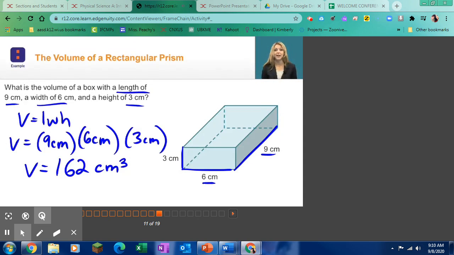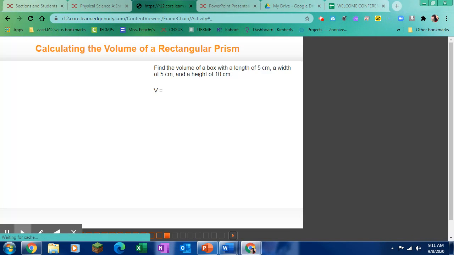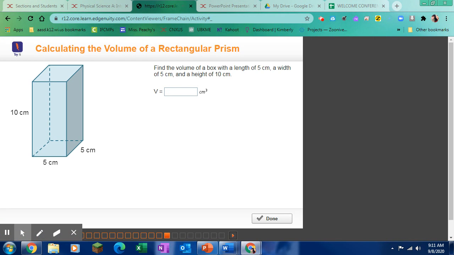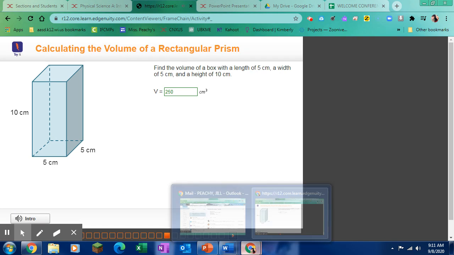Next, you can try an example on your own. Find the volume of the box. 5 times 5 is 25, times 10 is 250. The volume of the box is equal to 5 centimeters times 5 centimeters times 10 centimeters, or 250 centimeters cubed.